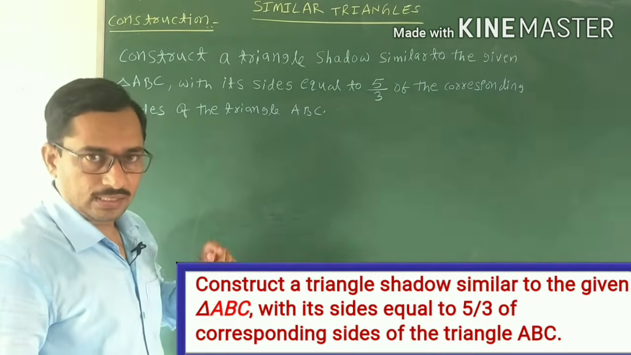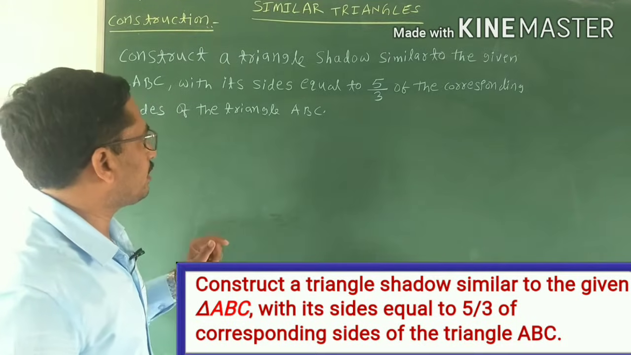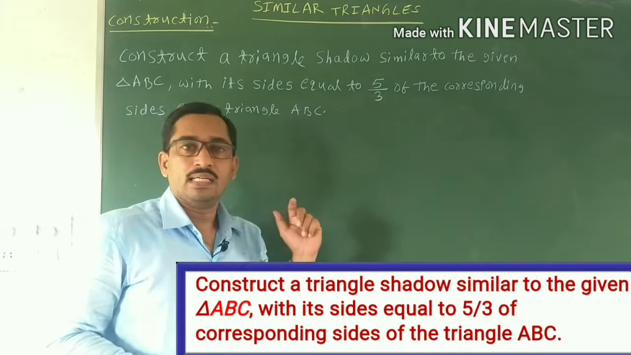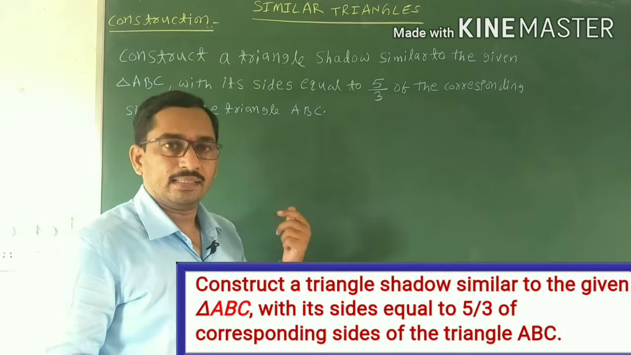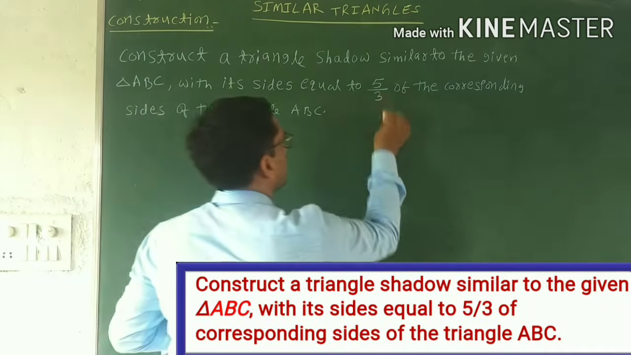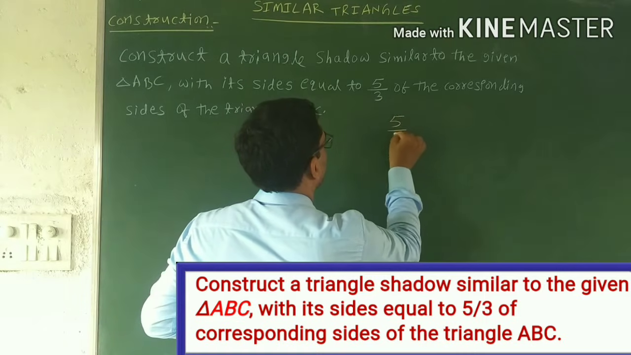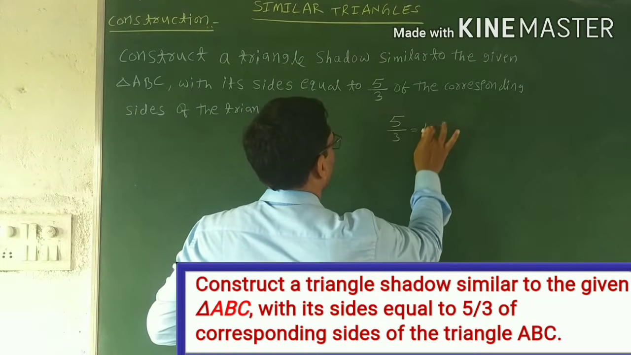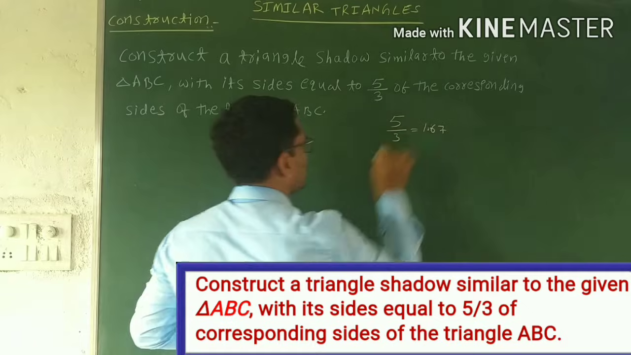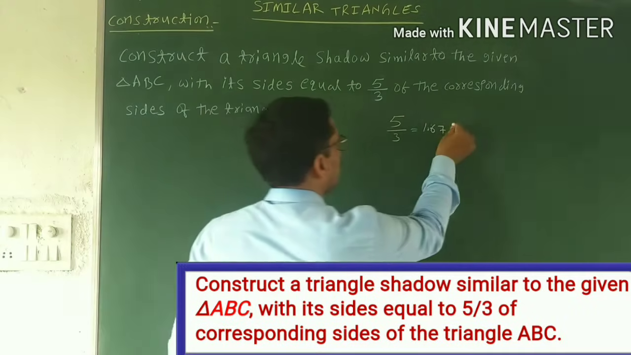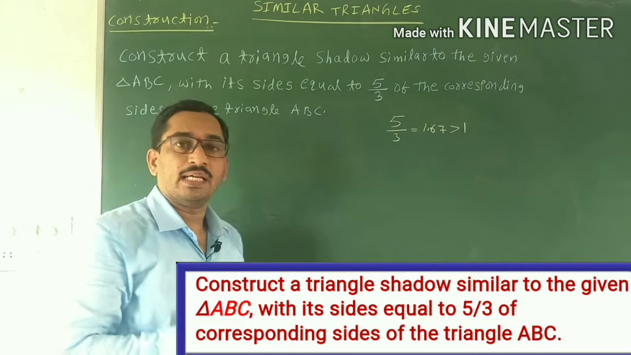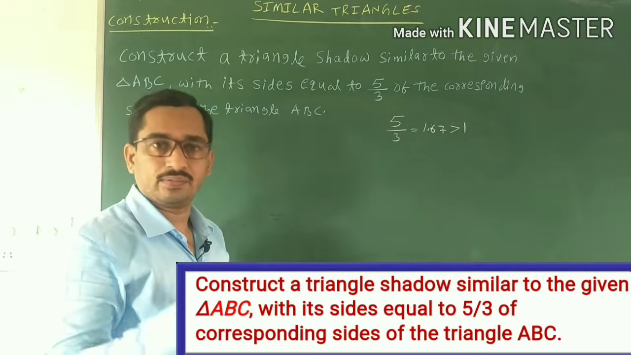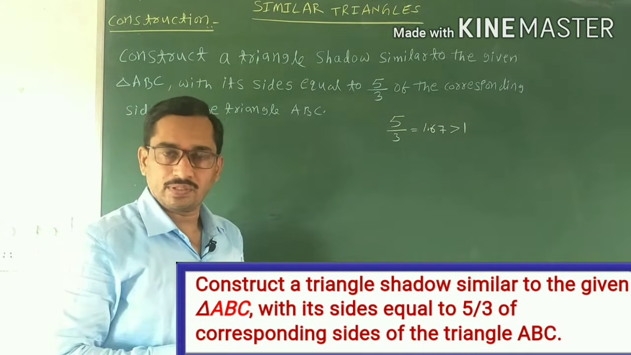Before construction of the triangle, check whether our required triangle is bigger or smaller than the given triangle. It is decided by the ratio 5/3. Here 5/3 is approximately 1.67, so it is more than 1. So our required triangle is bigger than the given triangle.